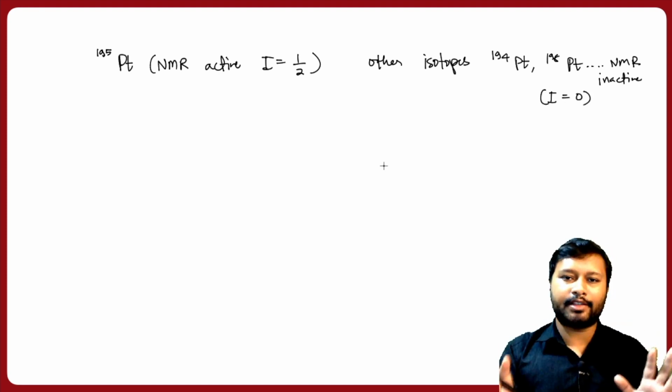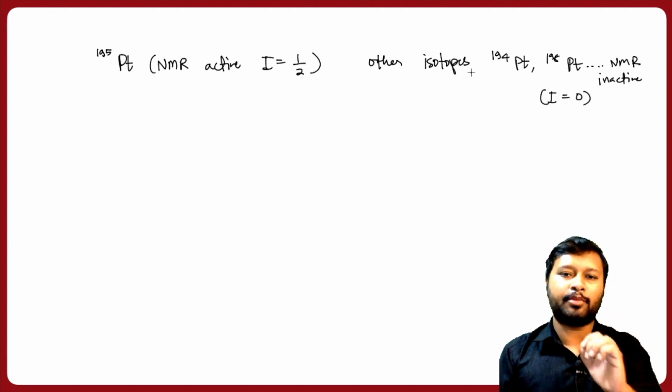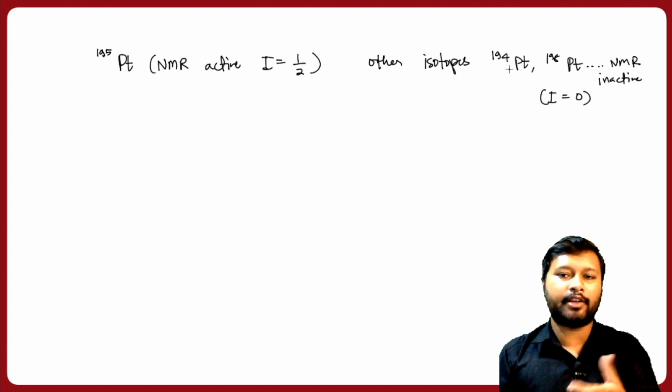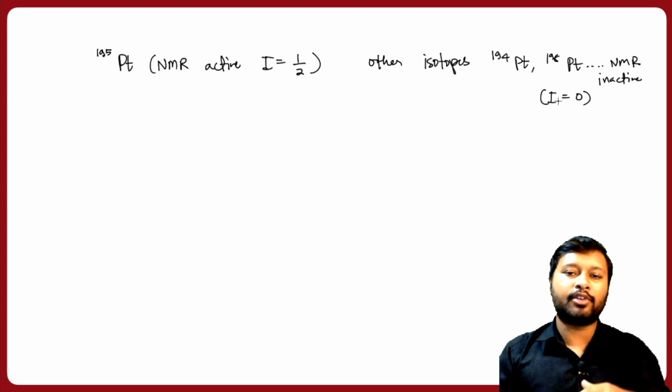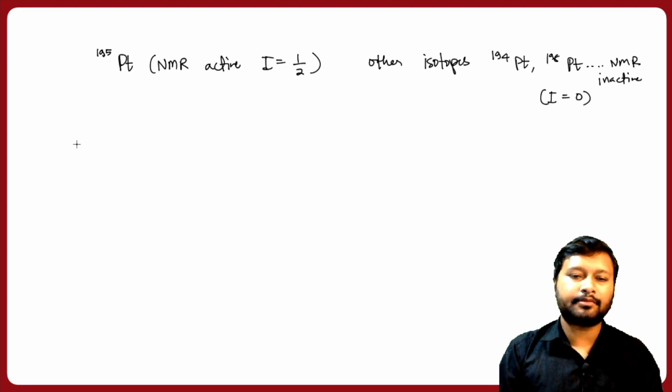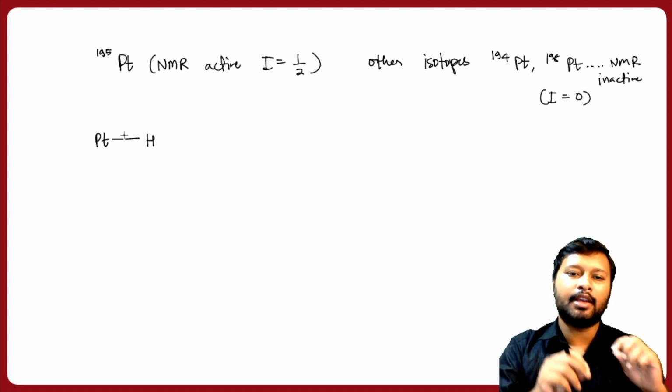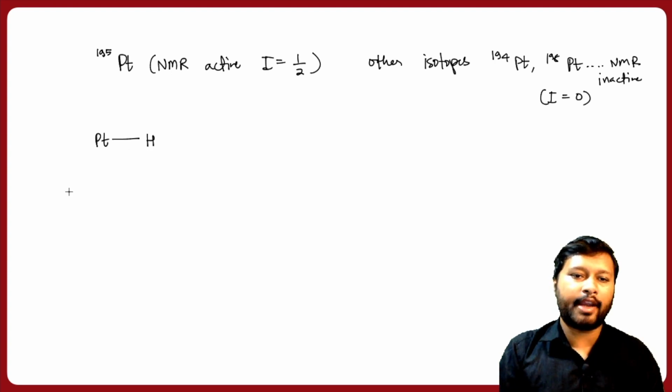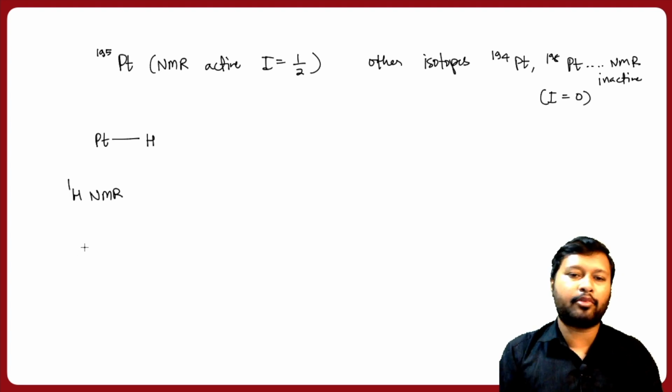Let's say we have two isotopes, one is 195 and one is 194. 195 has an I value of half, while 194, like all the other isotopes, has an I value of 0. In that case, what will happen? Let's say we have platinum attached to hydrogen, that's all. Just a metal attached to hydrogen. I'm not taking the whole complex, I'm just taking a bond to explain. And you are looking at proton NMR and trying to observe the proton NMR.